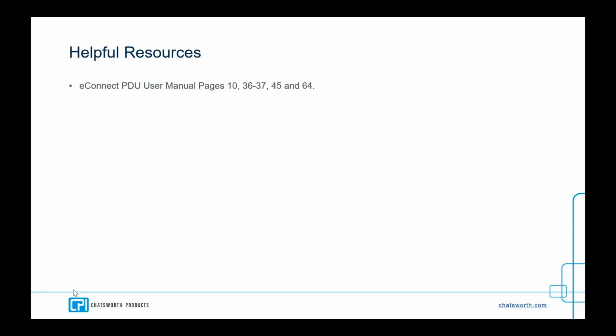Now, for helpful resources and to learn more about cabinet access settings, you can visit the eConnect PDU user manual available on our website. You can find valuable information on settings and additional functionalities on pages 10, 36 to 37, page 45, and page 64.